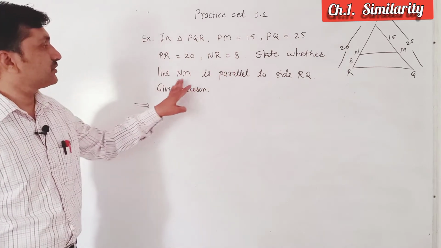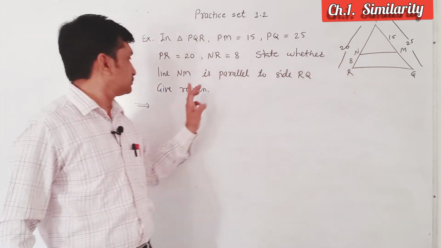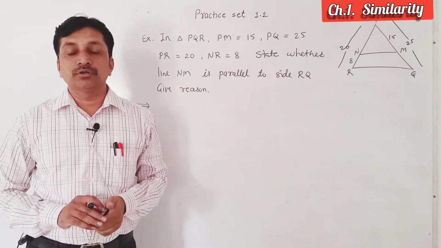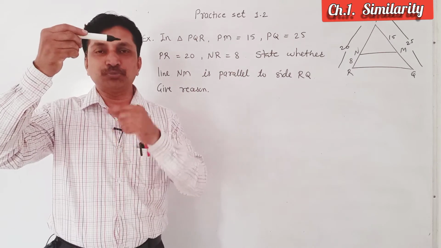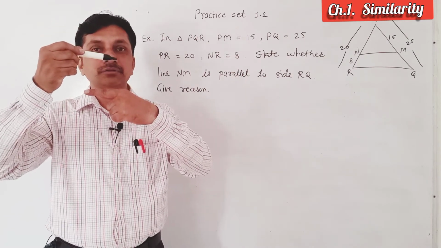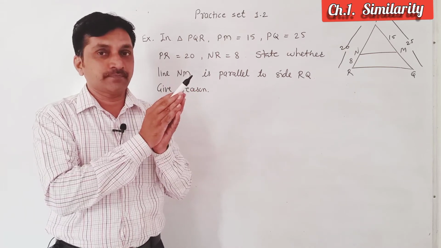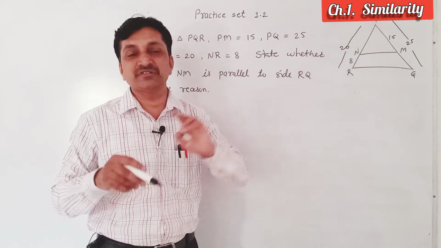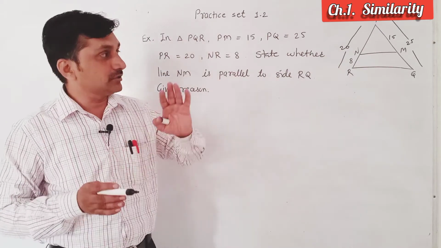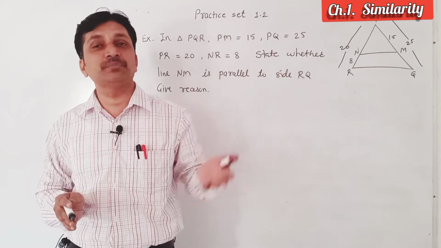Okay, state whether line NM is parallel to side RQ. Give reason. Basic proportionality theorem is, in a triangle if a line is parallel to a side, then ratios are equal. Here we have to show line NM is parallel to side RQ, which is the opposite, and we have to prove it by the converse of BPT.